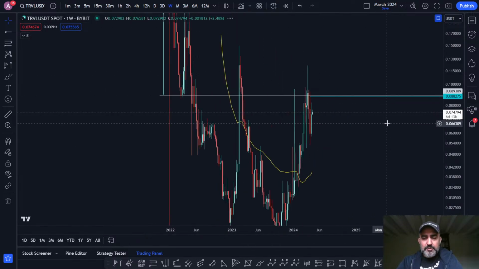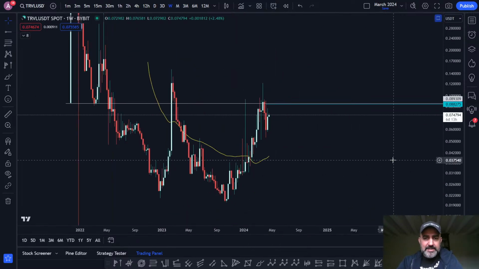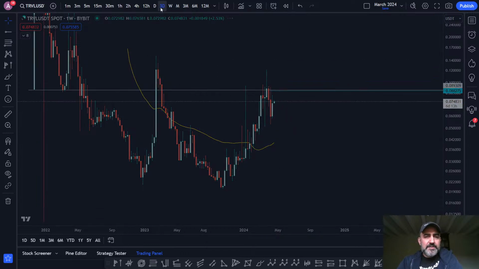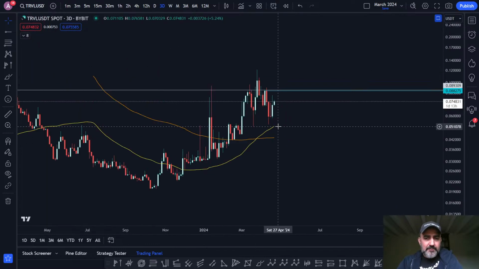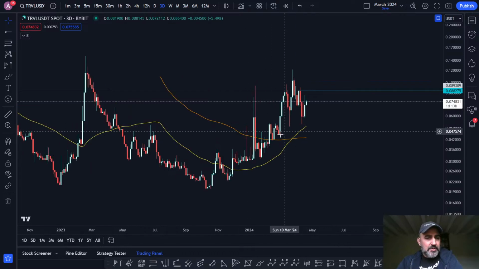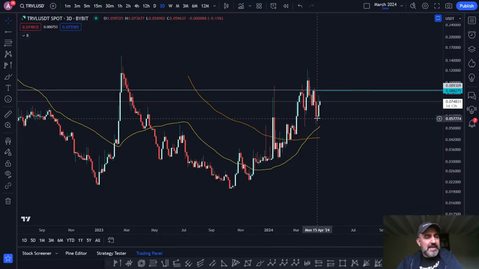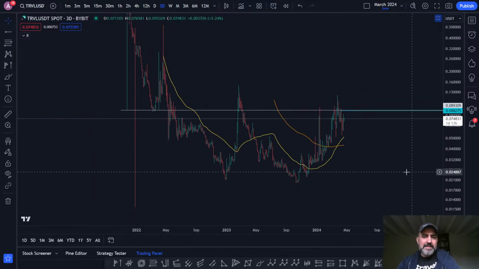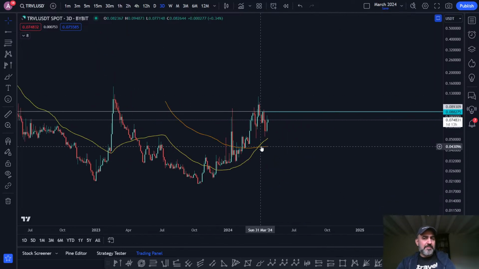And so looking at the weekly time frame, you can see even in the weekly time frame, the 50 moving average is still quite low at about 44 cents rather. And obviously on the 3-day time frame, the 50 moving average is about 5.1 cents. So we've only just begun a shift in momentum. When you look at the 3-day time frame, we've only just had a golden cross.